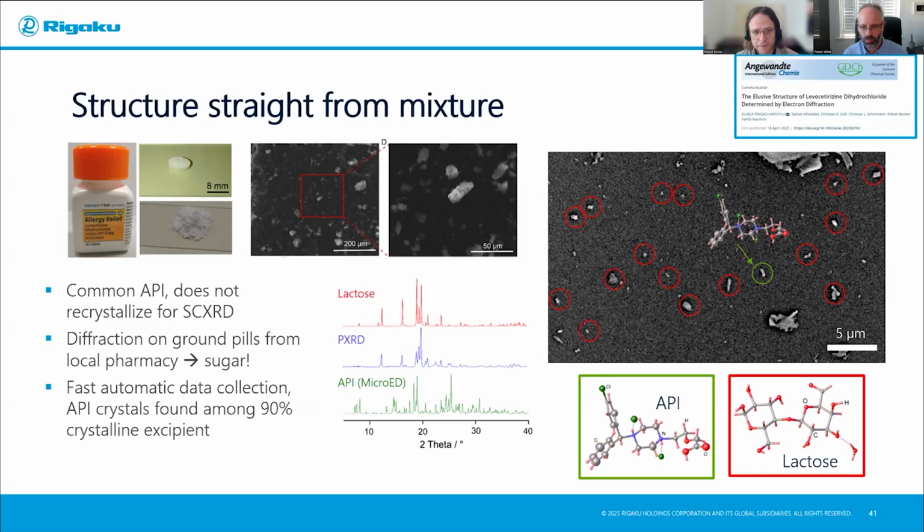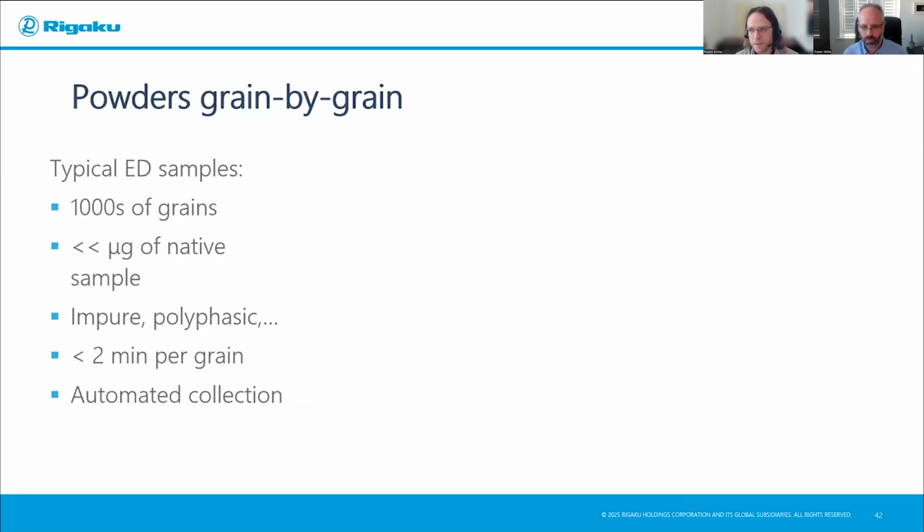And I think this highlights that it would be not doing ED justice to understand it as a pure single crystal technique. In an ED sample, you have thousands of grains. Even if you have only microgram or less amounts of sample, they can be impure, polyphasic, any kind of messy. The acquisition time per grain is less than 2 minutes, or even significantly less than 1 minute if you push it hard.